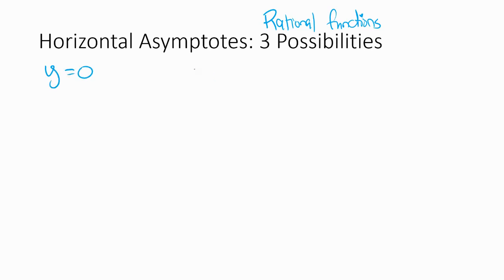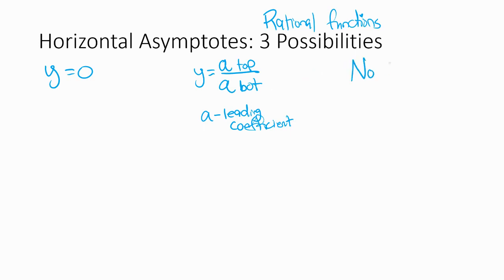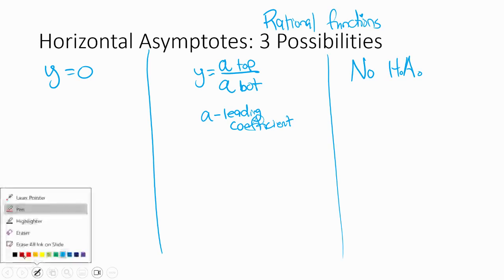Option two, you could have the line y equals a fraction where you have the a value of the top divided by the a value of the bottom. And when I reference a value, I'm specifically meaning the leading coefficient of whatever polynomial is on top and the bottom. And then finally, you get no horizontal asymptote as your last option. So 3 options. And now we just need to know when to have those 3 options.